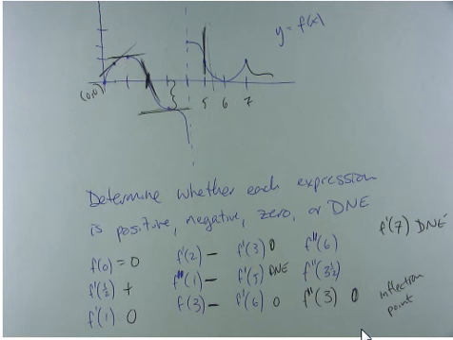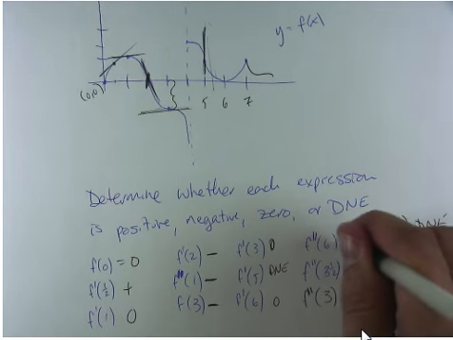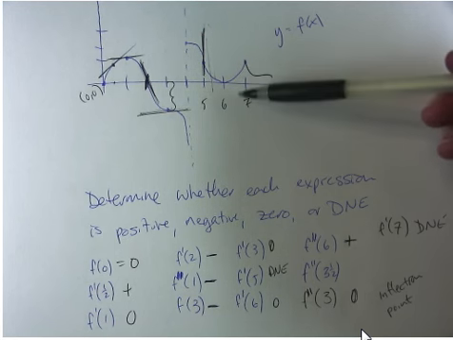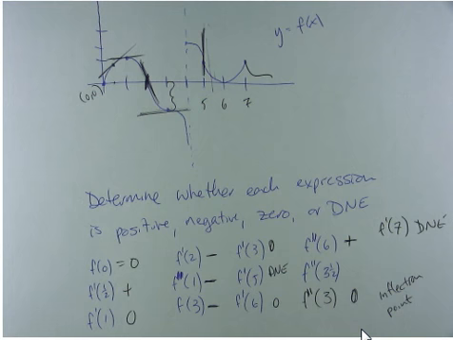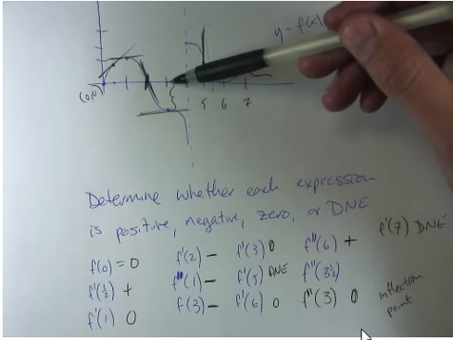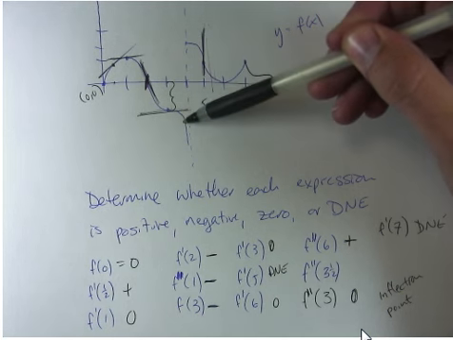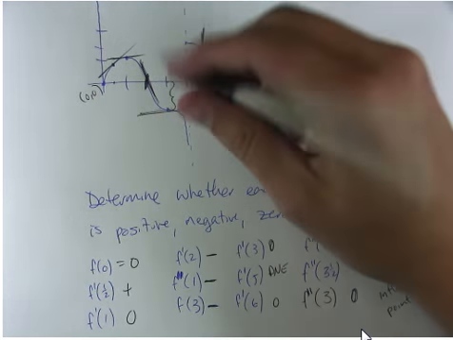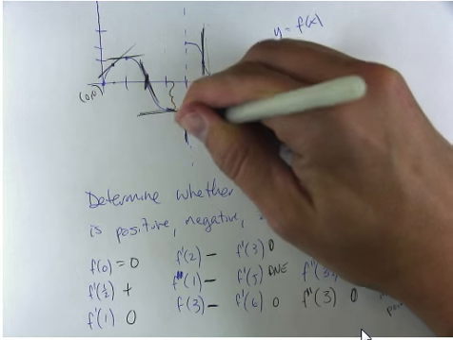What about f double prime of 6? Ooh, some contention. Positive. Yeah, it's concave up like a cup. And so the concavity is up, so it's positive. What about f double prime of 3.5? Where's 3.5? Here's 3. So 3.5 is just to the right. So we're here-ish. Yeah, negative. It's concave down.